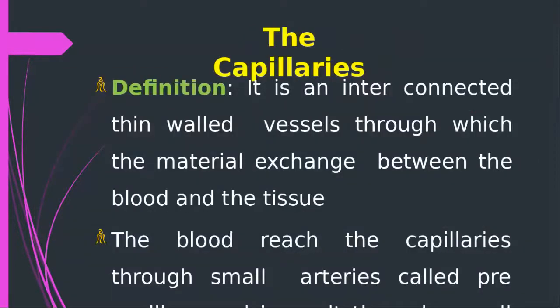Now, what is a capillary? Basically, it is an interconnected thin-walled vessel through which material exchange happens between the blood and the tissue. So it acts as a semi-permeable membrane through which the exchange happens. The blood reaches the capillaries through small arteries called precapillary arterioles and leaves through small venules called postcapillary venules. So you have to remember that the blood entering the capillaries comes from the precapillary arterioles, and the blood exiting the capillaries goes through the postcapillary venules. So this you have to remember.